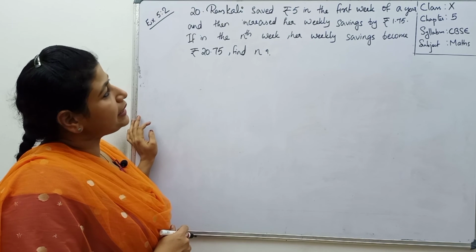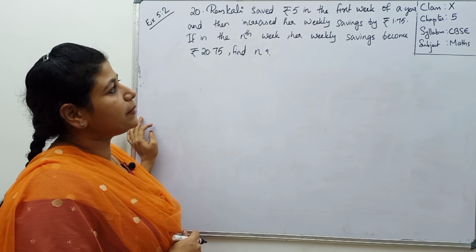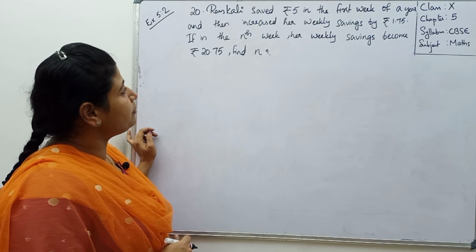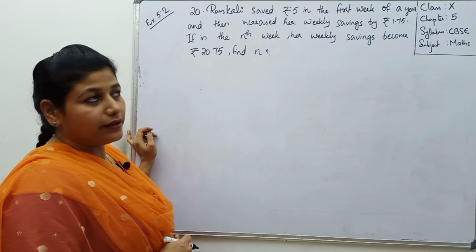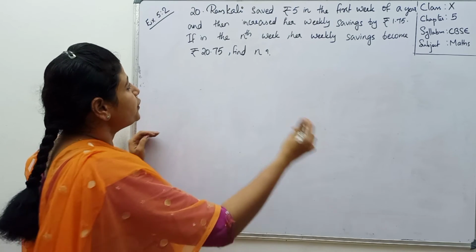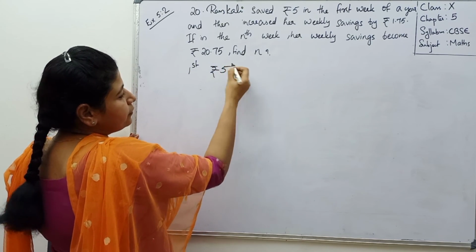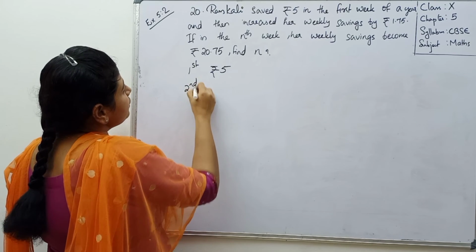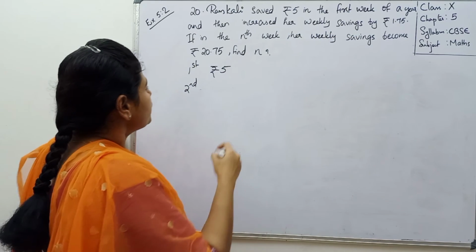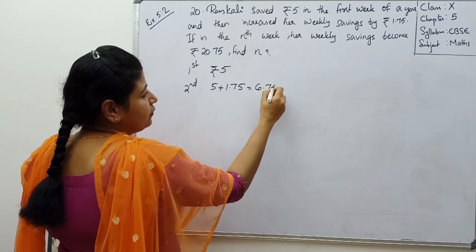20th question. Ramkali saved rupees 5 in the first week of a year and then increased her weekly savings by rupees 1.75. If in the nth week her weekly savings become 20.75 rupees, find n. So this is same as the question last we have done. Okay. So in first week she saved rupees 5. Okay. On the second week she started increasing her savings by 1.75. So we can find out 5 plus 1.75 which is equal to 6.75.